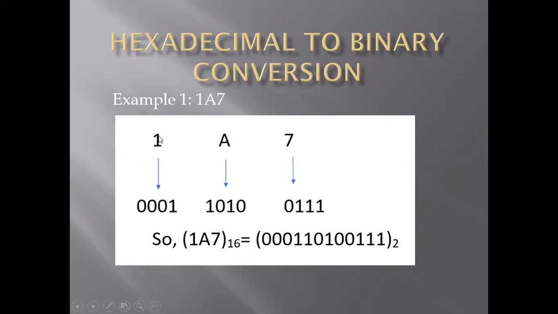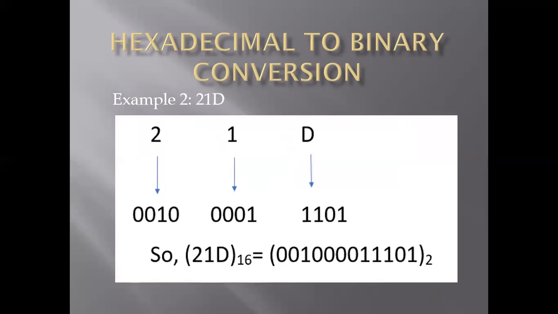First separate the digits and then write the equivalent binary for each digit. So for 1, our binary is 0001. For A, which is decimal 10, the binary is 1010. For 7, our binary is 0111, and then combine them, so our answer is 000110100111.